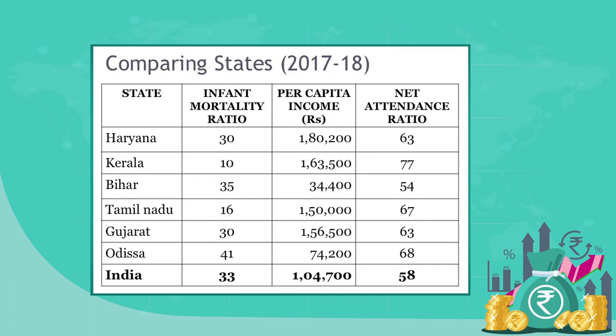So if you look at income alone, you may not be able to get the real picture of development. You also have to look at health, and you also have to look at the schooling facilities. So why is this happening? What could be one of the reasons? Can you say what could be the reasons?